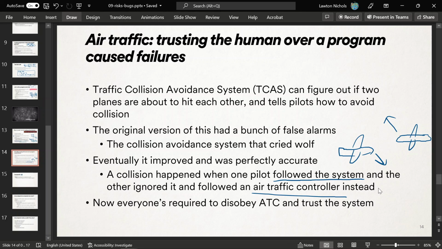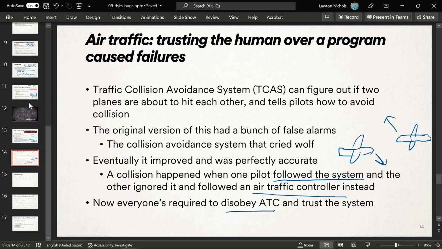So nowadays, in fact, everyone is required to disobey the human and obey the system that's trying to tell you if you're going to crash into another aircraft. So that's kind of like a win for software, I would say. It got so good that you were required to follow its suggestions. But it took a crash to get there, which is very unfortunate. Any questions, comments about that? This whole set of slides is kind of sad, which is unfortunate. There's no real getting around that.